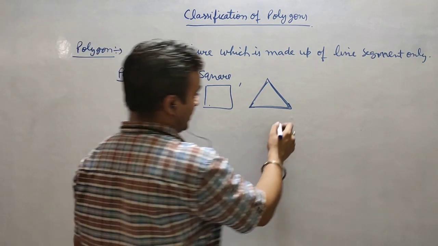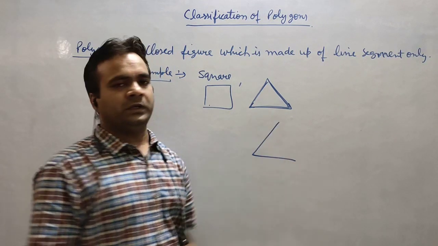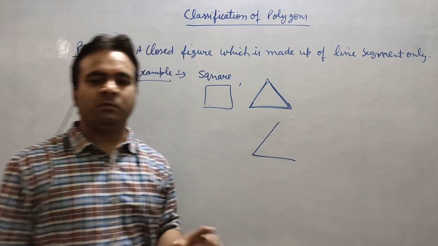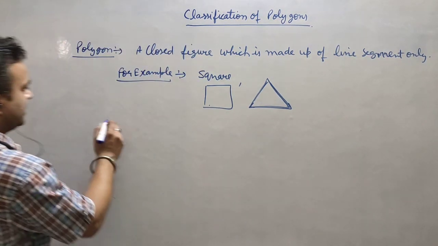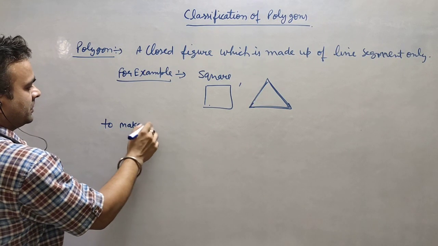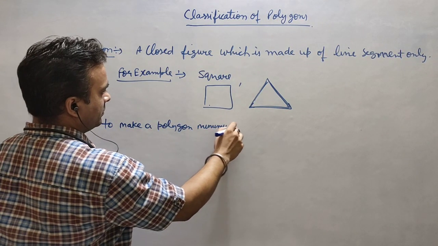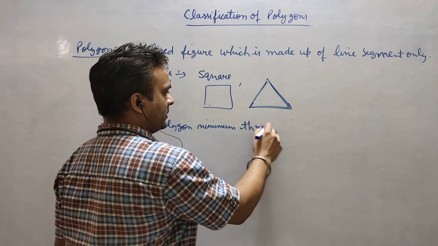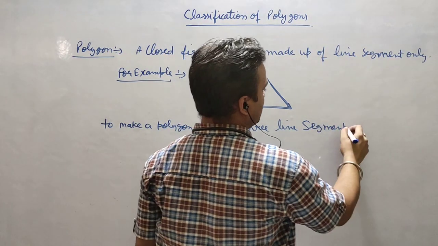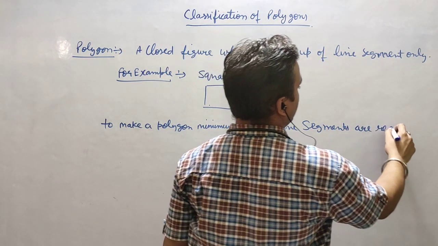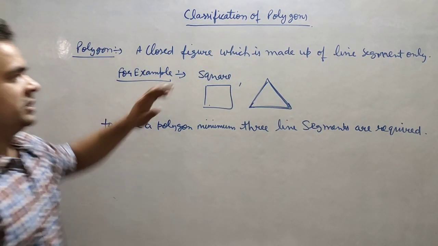Because if you see, if there are only 2 lines, then it cannot be closed. So it means to make a closed figure, to make a polygon, minimum 3 lines are required. So this is also a very important point. You can write it: to make a polygon, minimum 3 line segments are required. Maximum can be infinite.